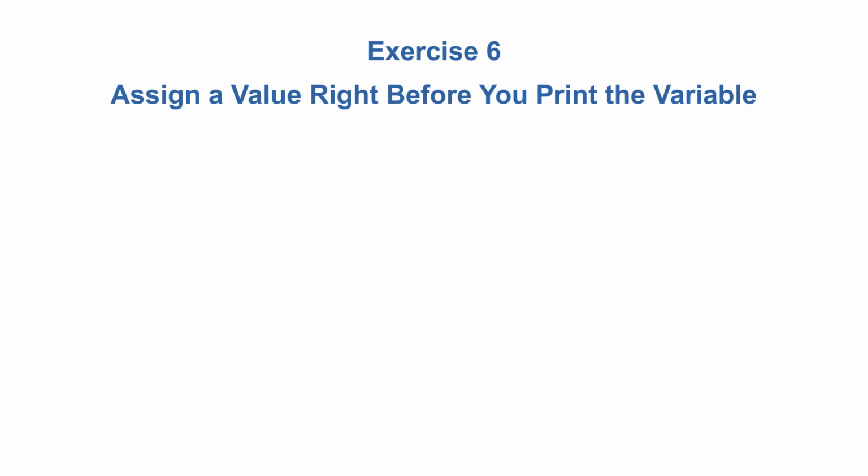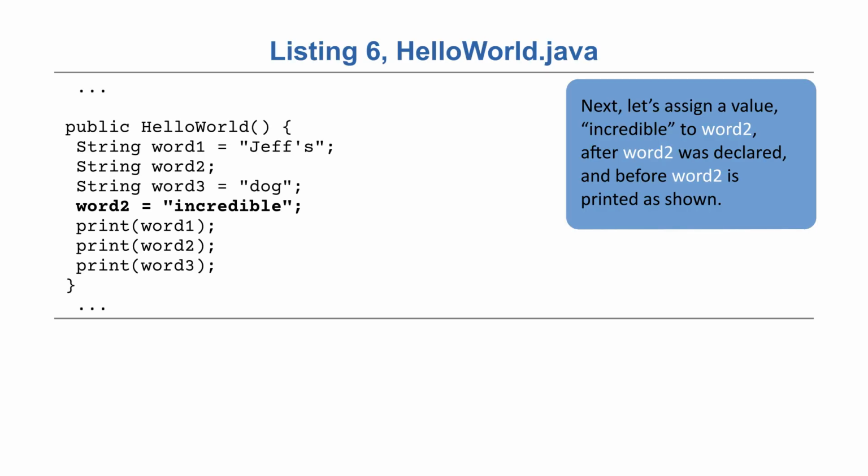Exercise 6. Assign a value right before you print the variable. Next, let's assign a value incredible to word2 after word2 was declared and before word2 is printed as shown. It should have printed Jeff's incredible dog.